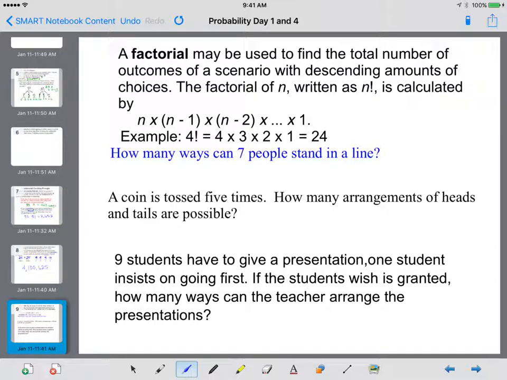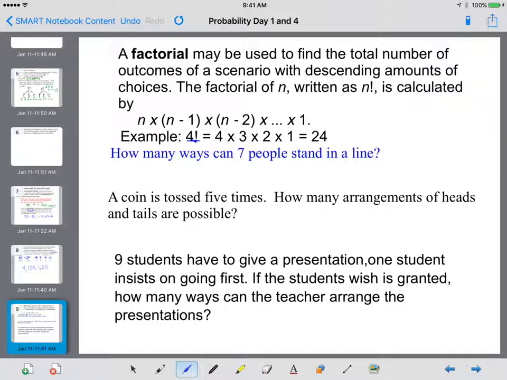Last idea here for this lesson is talking about a factorial. Now, a factorial may be used to find the total number of outcomes of a scenario with descending amounts of choices. The factorial of n is written as n with a little exclamation mark. We call that a factorial. It's calculated by doing n times n minus 1 times n minus 2, and so forth. So for an example, 4 factorial here means I take 4 times 3 times 2 times 1. Each number goes in descending order that we multiply, and so 4 factorial is equal to 24.